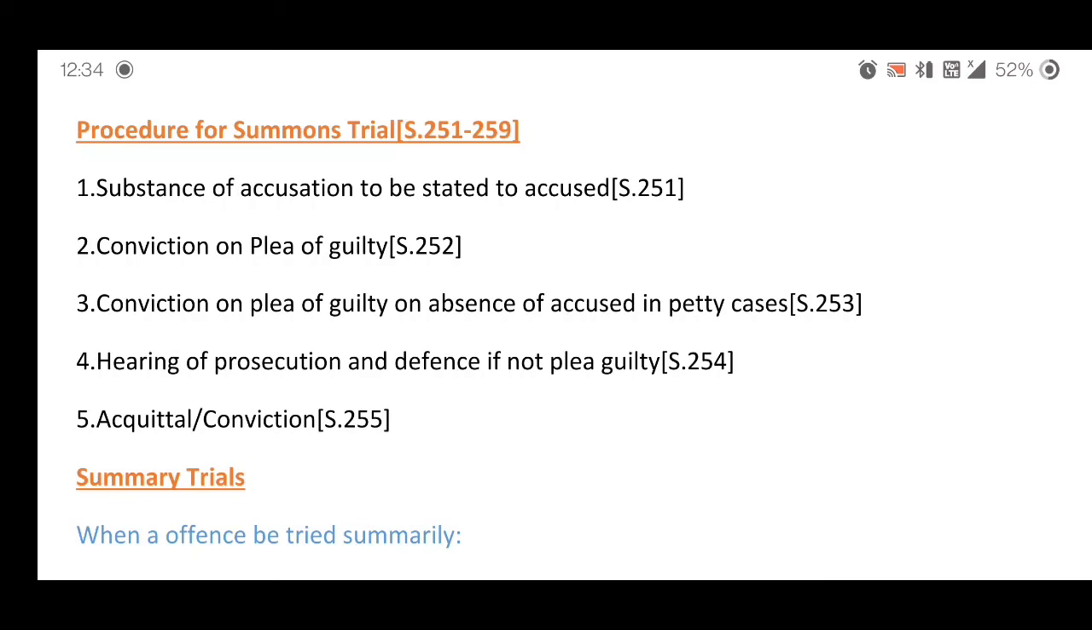In the third step, there is a conviction on plea of guilty in absence of accused in petty cases. If it is a small case, then the accused can plead guilty through a third person. In the next step, there is hearing for prosecution and defense if not plead guilty. If the accused does not plead guilty, then there will be hearing of prosecution and of defense. After that, the judgment will be pronounced ordering acquittal or conviction of the accused.